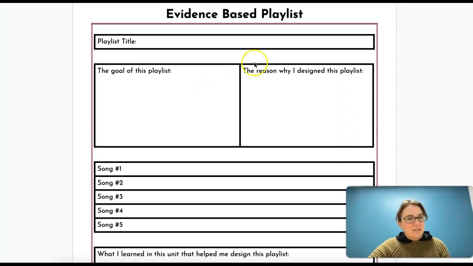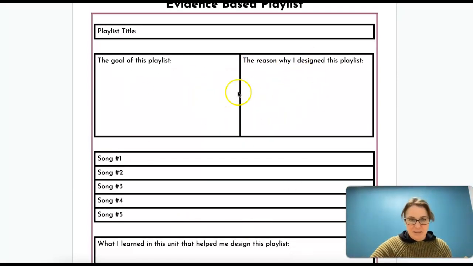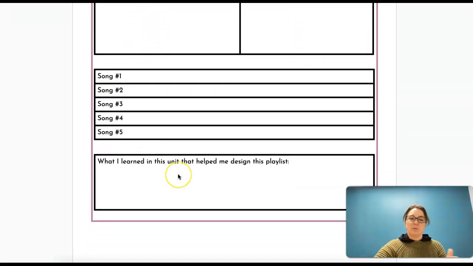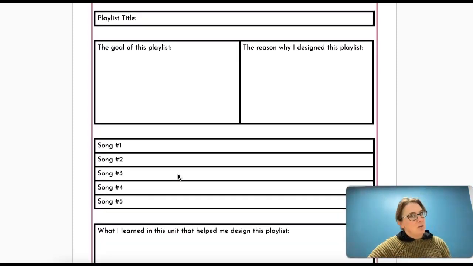And then the last thing you're going to do, once you went through that whole process and building that out, is actually build out your evidence-based playlist in this graphic organizer here. So playlist title, what the goal of your playlist is, why you designed the playlist, your top 5 songs that you picked for the playlist, and what you learned in this unit that helped you design the playlist. And that should be about it.